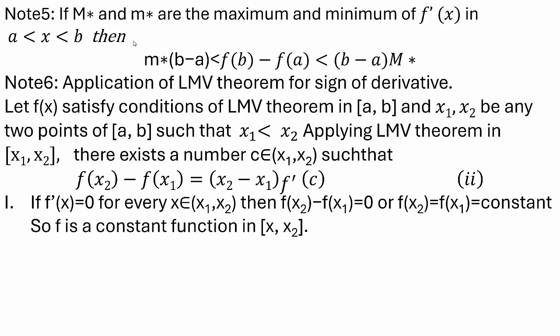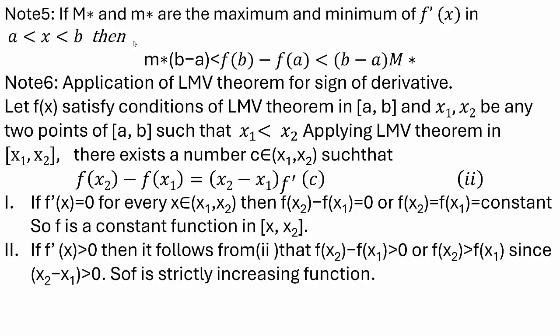If f dash x equal to 0 for every x in (x1, x2), then f(x2) minus f(x1) equals 0. That implies that f(x2) equals f(x1), equal to some constant value. So f is a constant function in (x1, x2). If f dash x equal to 0, then f is a constant function.